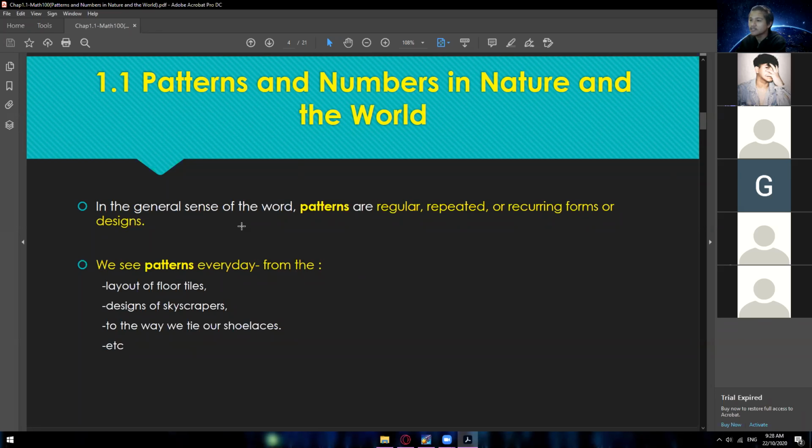Okay? So, in the general sense of the word, patterns are regular, repeated, or recurring forms or designs. Okay? So, yung mga nabanggit natin kanina, pwedeng repeated siya, pwedeng regular, pwedeng recurring forms, or pwedeng sa design. Okay? So we see patterns every day, from the layout of floor tiles. Very good. And then the science of skyscrapers. And then to the way we tie our shoelaces. There's always a pattern. So dito marami namang style, pero of course there's always a pattern on that one.